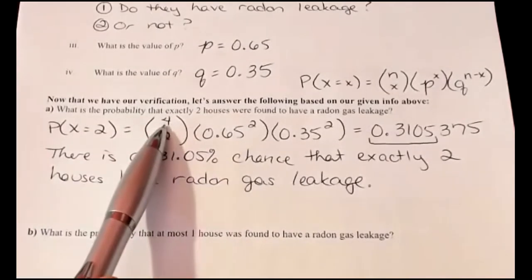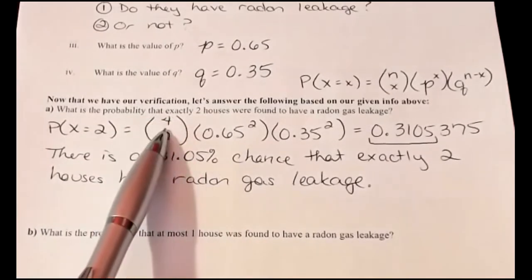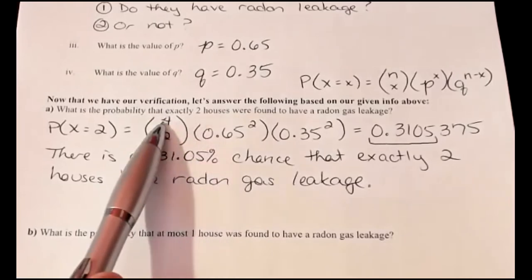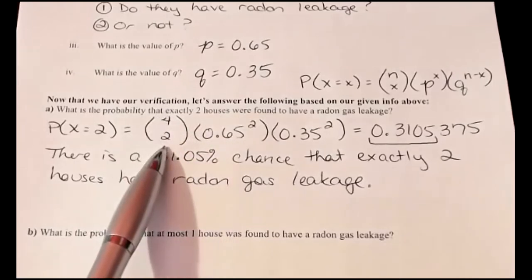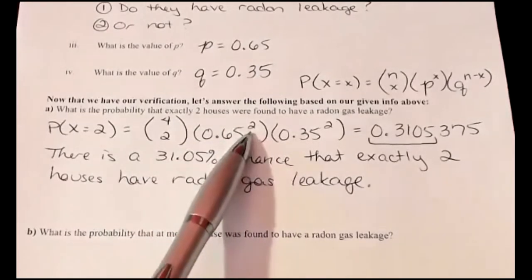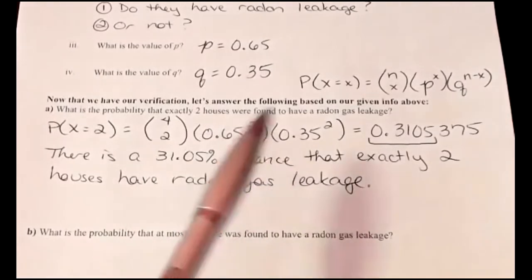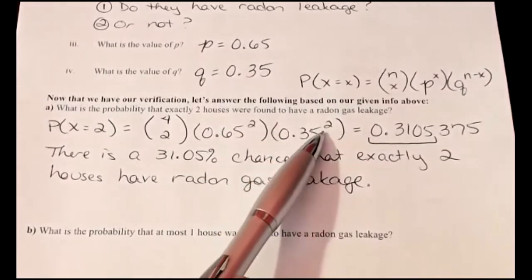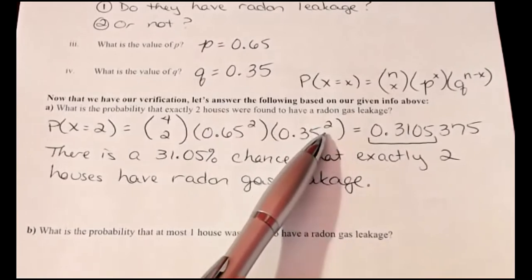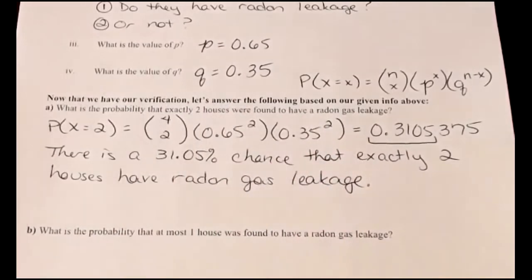So we say out of the 4 that we have, right? N is 4, that's the total number of houses that we're looking at. Out of the 4 houses, we choose 2 of them to have radon gas. So the probability of success raised to the 2, because there are 2 houses that have it, and the probability of failure raised to the second power because there are 2 houses that don't. So we're essentially trying to say, what's the likelihood that exactly and only 2 of the houses have the leakage? And we found that there's a 31.05% chance. So now we're ready to look at part B.